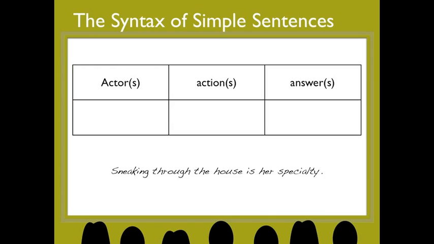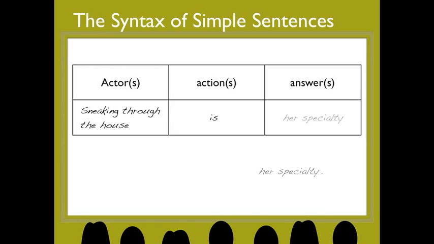Now for the slightly more complicated ones. In this case, we have the actor is a little bit more stretched out. In fact, it's a very long phrase known as a gerund phrase. The actor is, of course, sneaking through the house. Now, what is the action? Well, again, it's a to be verb, is, and the answer is her specialty.